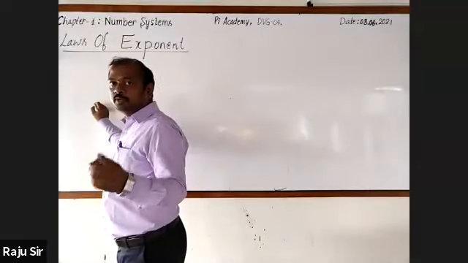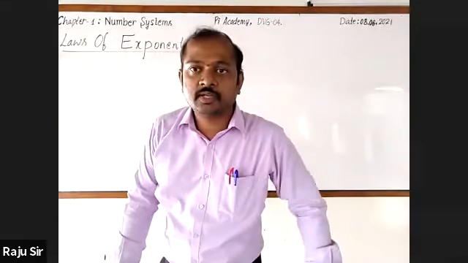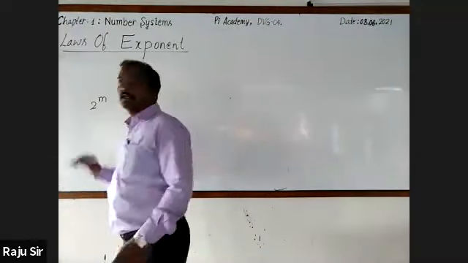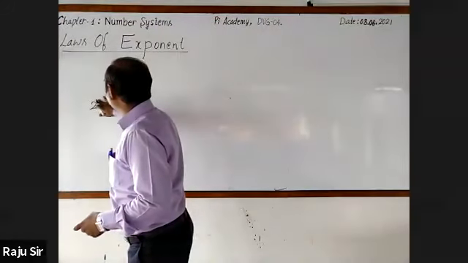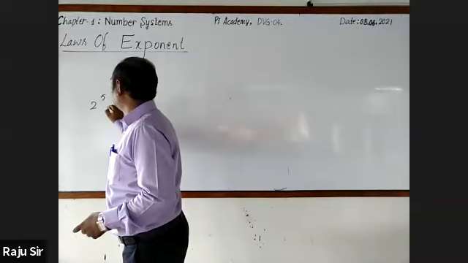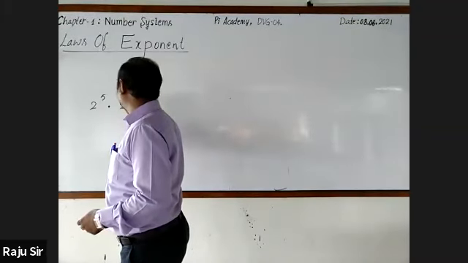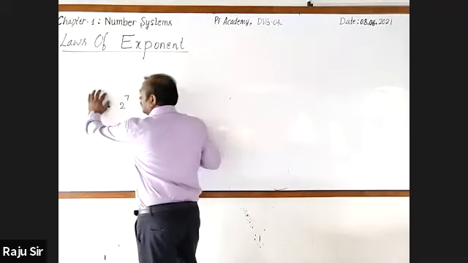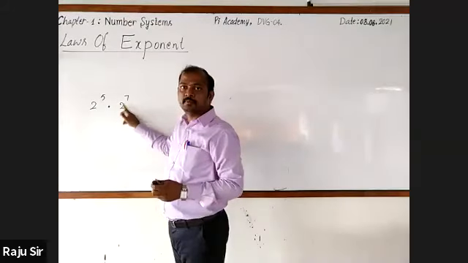Have you written? Now just look at them. Look at the board, don't write. Here, 2 raised to the power 5 into 2 raised to the power 7. Look here, students: two numbers which are expressed in exponential form. One is 2 raised to the power 5 and another one is 2 raised to the power 7.